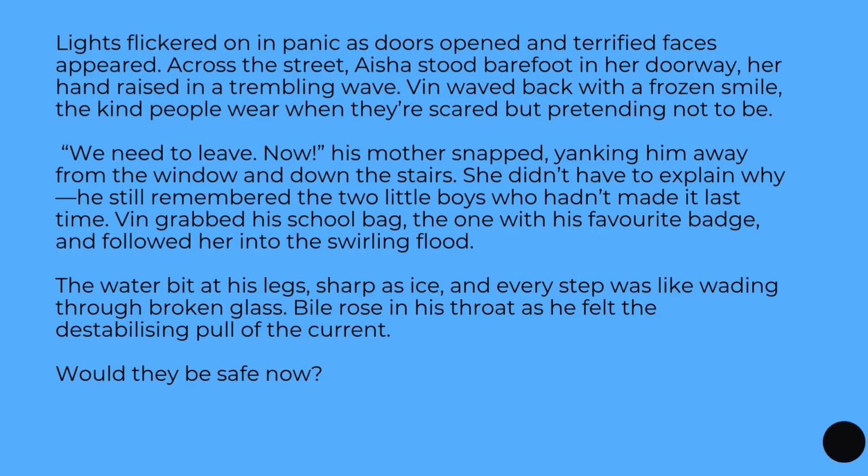So this shows the emotions of the 2 friends, Aisha and Vin, as they're standing in the street. We've also got lights flickering on in panic, which obviously is some personification there. And also how Vin understands that he is wearing a frozen smile and it's not real.